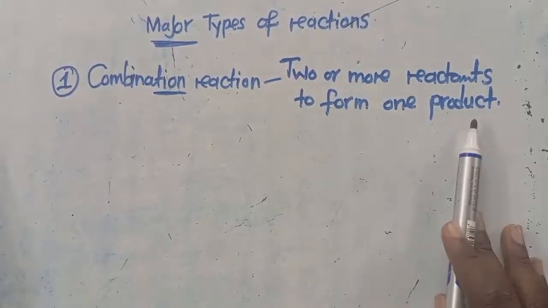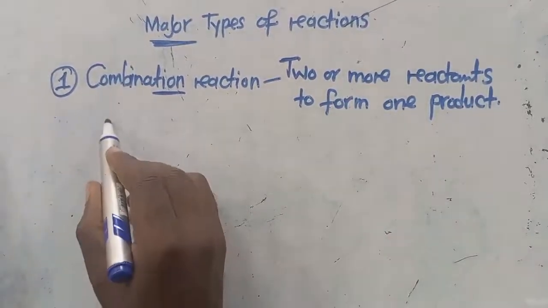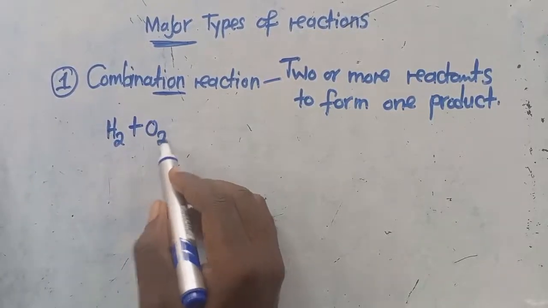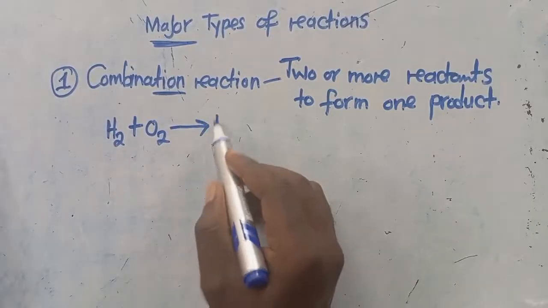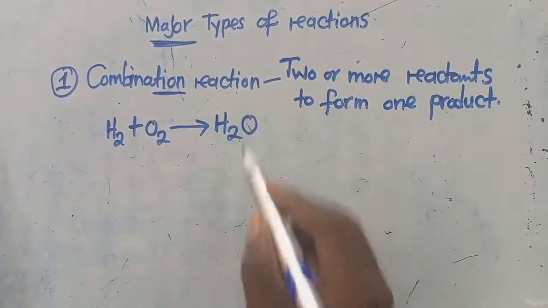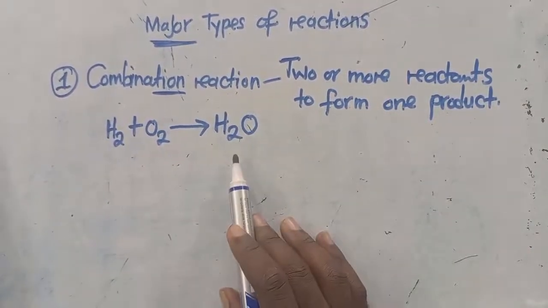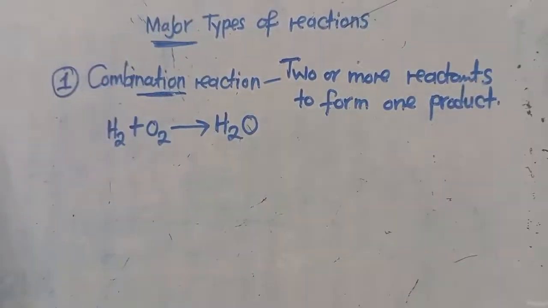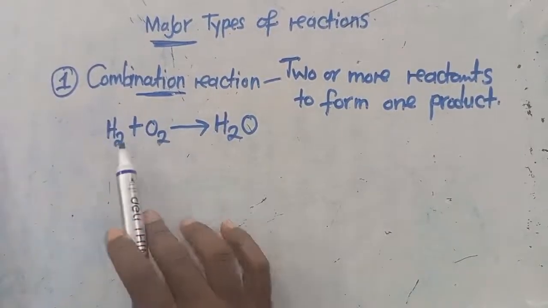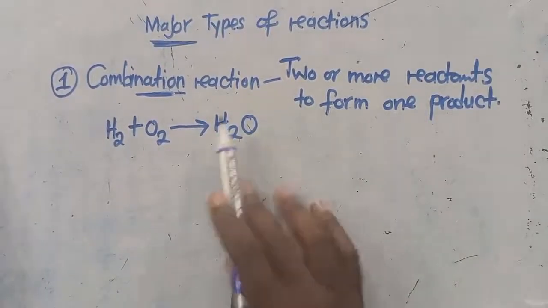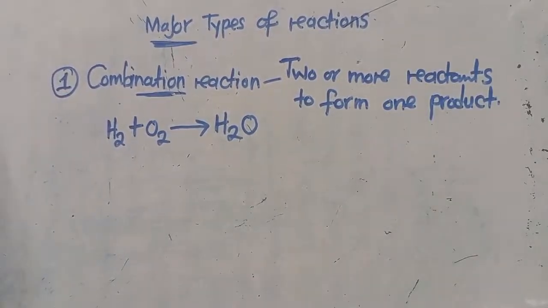to form one product. For example, you can have hydrogen molecule plus oxygen molecule to form water, which is H2O. So this is water that is being formed. This type of reaction we call a combination reaction. So you need to understand that where two or more reactants react together to form one thing, we call those types of reactions a combination reaction.